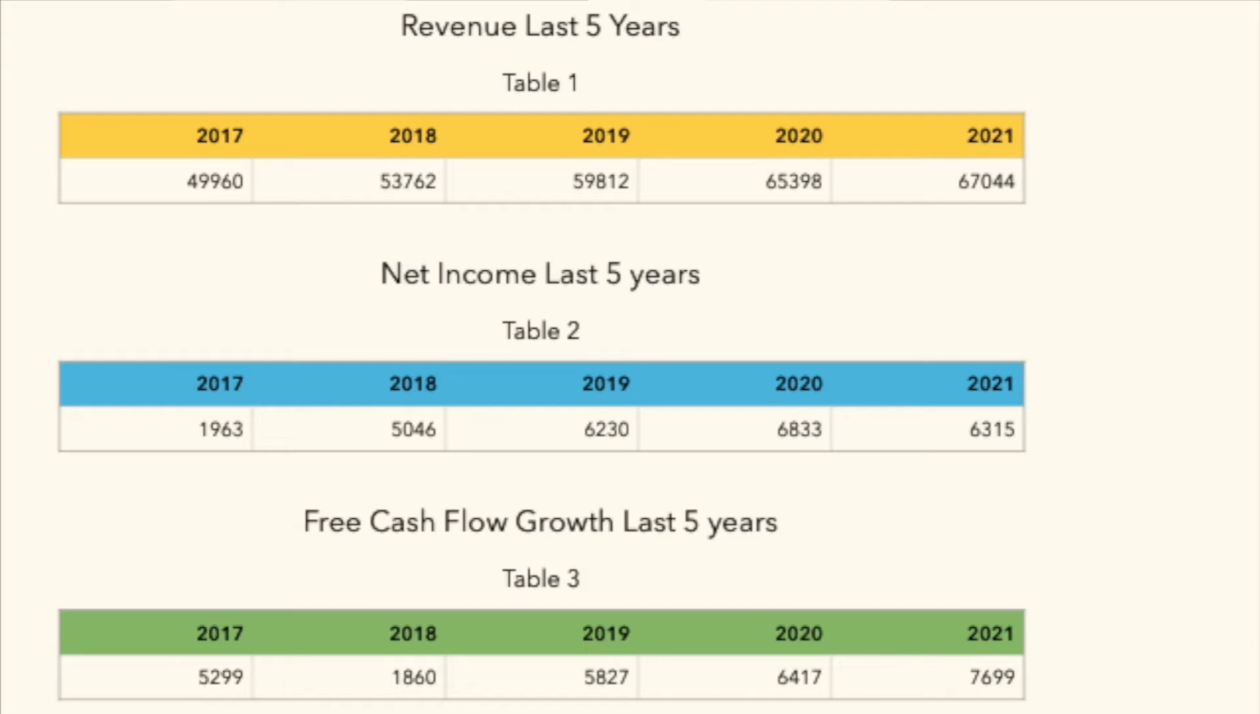Now the next thing we want to do is make sure that the company is growing over the last 5 years. In order to do that, we're going to look at revenue growth, net income growth, and free cash flow growth. I have all three of those up on the screen here, and you can see that on all accounts, Lockheed Martin has grown over the last 5 years.